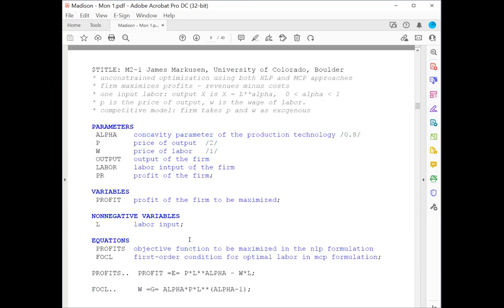Oh, and equations and variables can't have the same name. So if you have an equation named profit and a variable named profit, you're going to get an error message, I think. And the same for parameters. All these things are one namespace for the model.